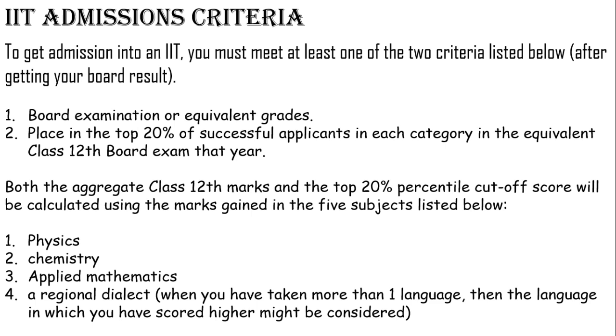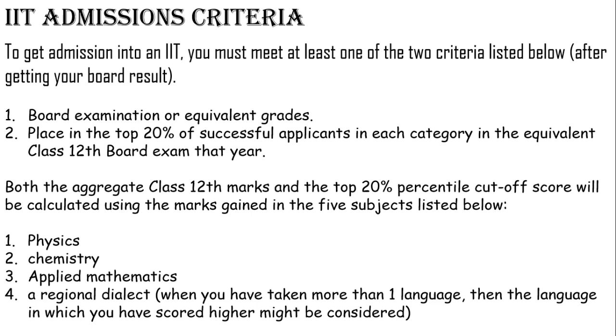Next, IIT admission criteria. To get admission into IIT, you must meet at least one of the two criteria. One is appearing for the 12th standard board exam and placing in the top 20% of successful applicants in each category of the equivalent class 12th board examination, in the year in which you are writing the IIT exam. You should pass the board examination and be placed in the top 20% of the students.